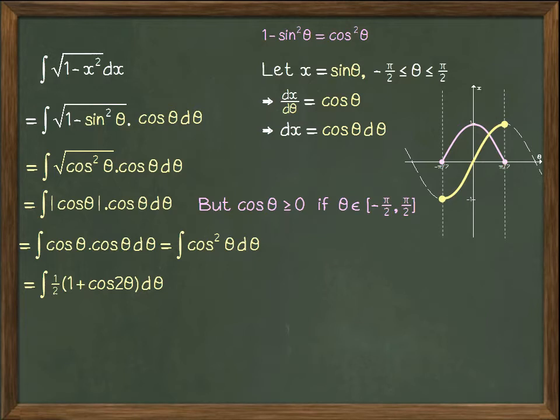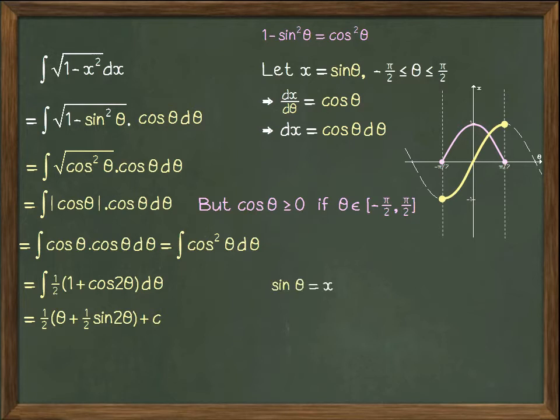So half is a constant, 1 integrates to theta, and cos 2 theta integrates to half sine 2 theta plus a constant. Although we have now integrated the function, our answer is in terms of theta, but we need to write the answer as a function of x.